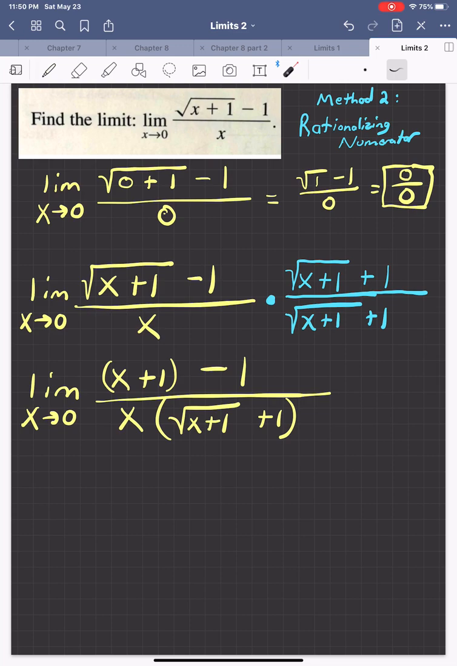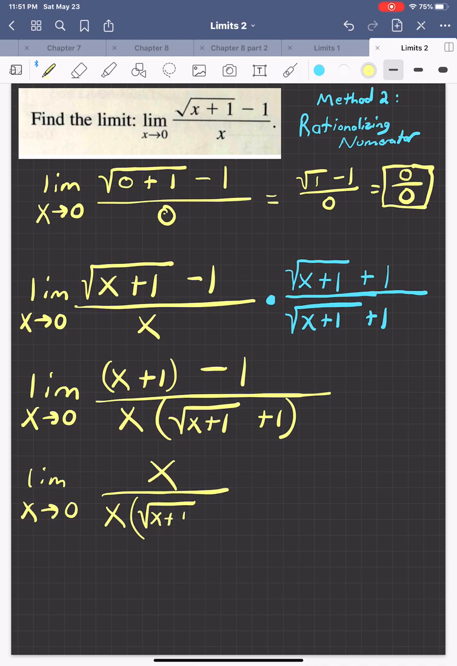Okay, so do you agree with me that if I drop these parentheses, I would have a positive 1 and a negative 1 that would cancel out? So the only thing that would be left in the numerator would just be x.